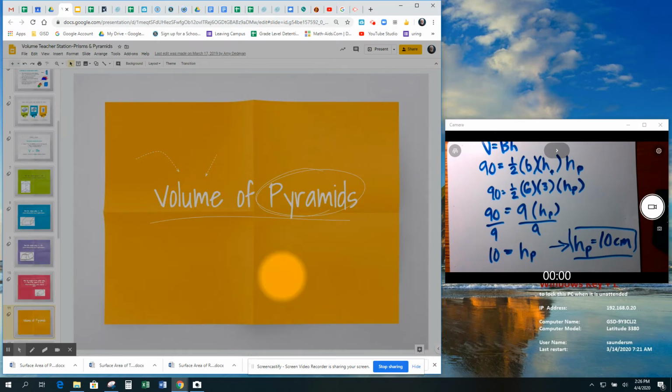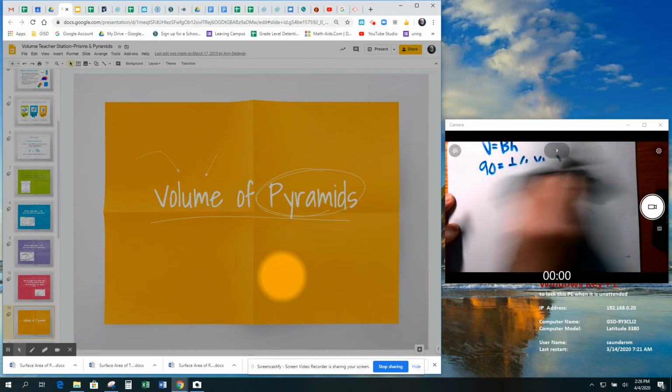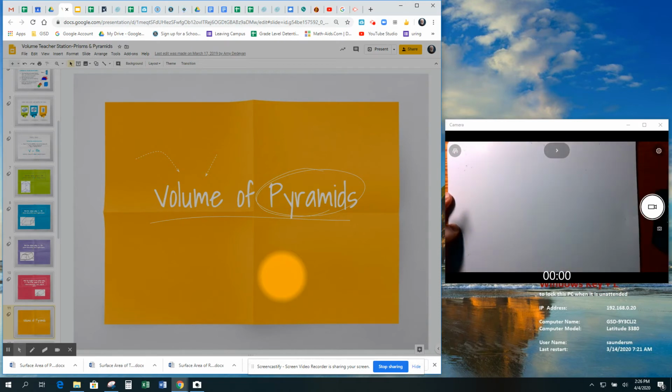Volume of pyramids. So now we're going to move from prisms on to pyramids. Pyramids have a little bit different formula because their shape is different. So let's take a look at a pyramid. What do we mean by a pyramid?